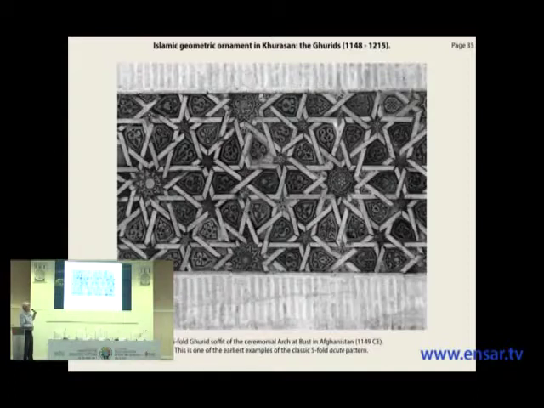And then one of my all-time favorites for not just the Ghurids, but for the whole eastern region, is this piece from the ceremonial arch in Bust in Afghanistan. And this is an outstanding and early example of the classic fivefold pattern that you see again and again throughout the Islamic world. It's so classic that you can call it iconic.